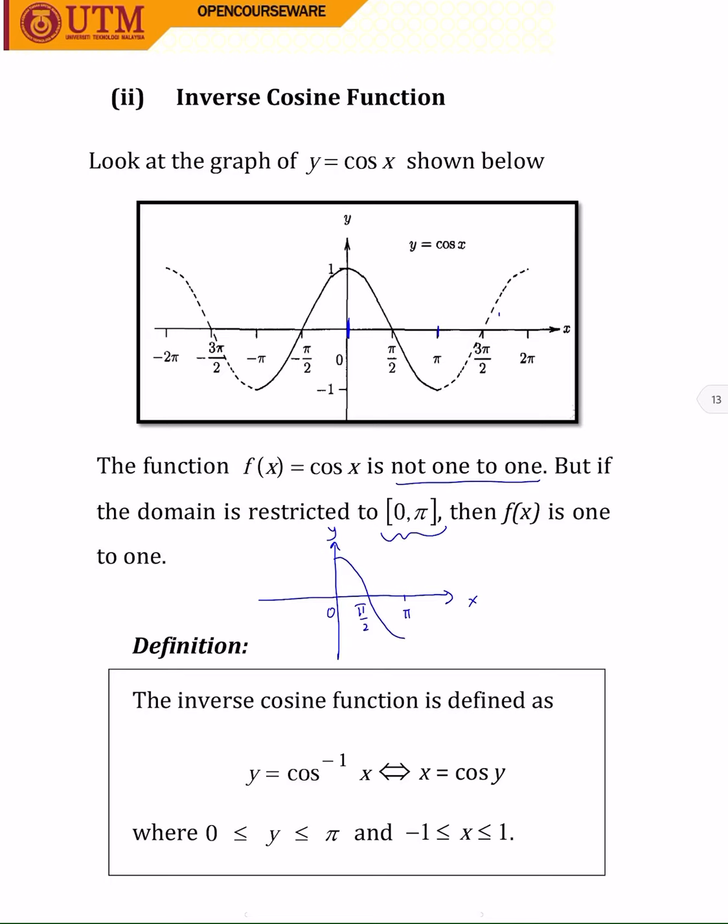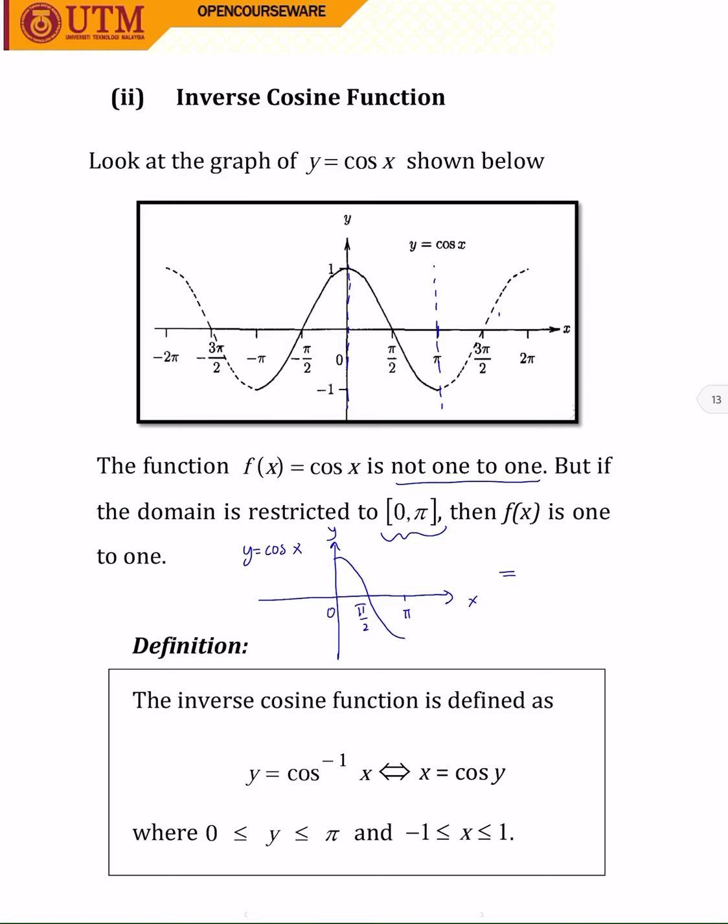Okay, why do we restrict to 0 to pi, not minus pi over 2 to pi over 2 like sine? Because if we choose minus pi over 2 to pi over 2, it's not a one-to-one function, isn't it? Because if we choose any value of x, we'll get 2 values. Okay, so that's why it's not a one-to-one function. Therefore we need to choose a one-to-one part. So it will be from here, from 0 until pi. Okay, so from here we can have a one-to-one function only. So from here, this is y equal to cos x.